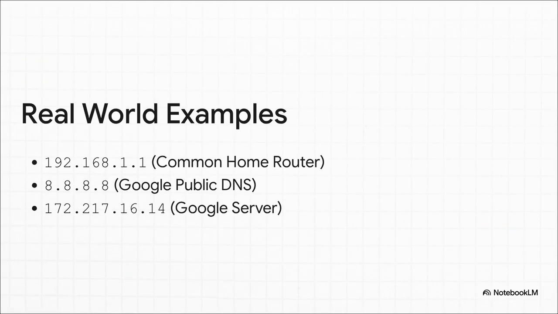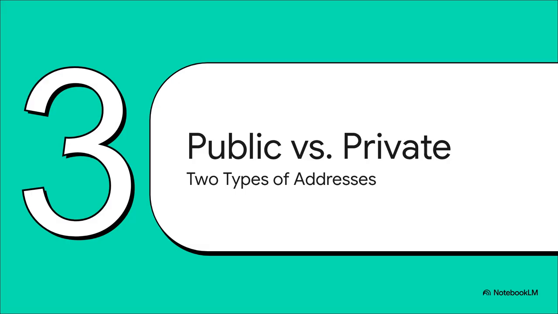And here are a few real-world examples you might actually bump into. That first one, 192.168.1.1, that's a super common default address for home routers. You might have even seen it before if you've ever set up your Wi-Fi. The other two, like 8.8.8.8, those are public addresses owned by a huge company, in this case, Google. The key thing is, every device, every server out there has one of these. But here's where it gets interesting.